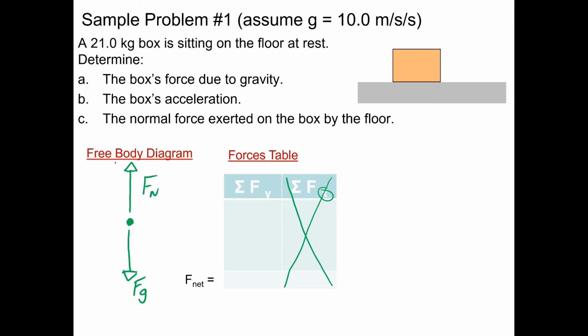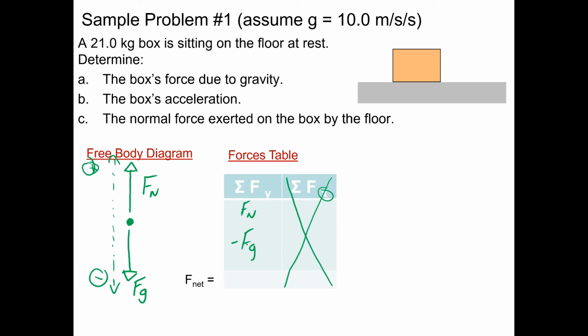All right, so the coordinate system is going to be that up is positive and down is negative. So what forces do I have in the y direction? Well, I have the normal force and I have negative FG, right? Because that points down.